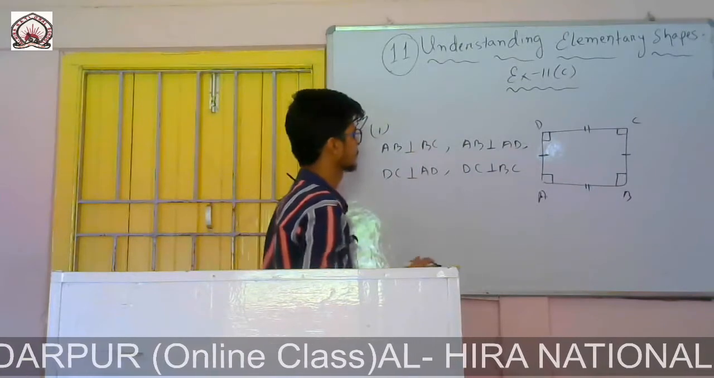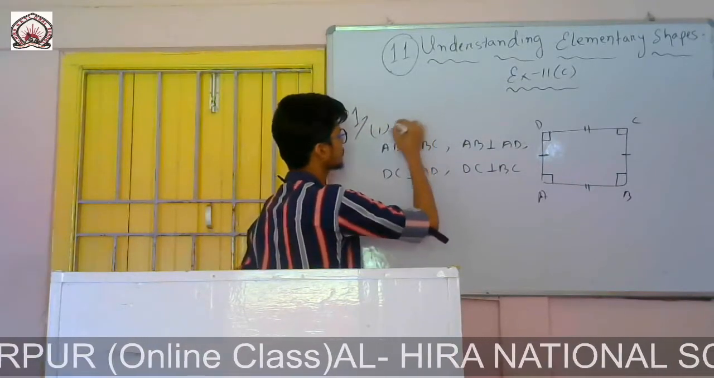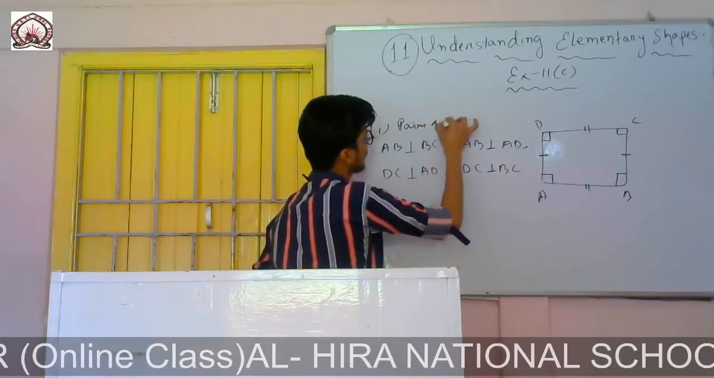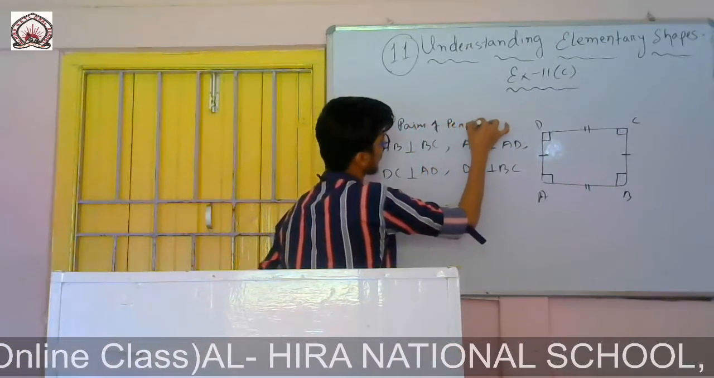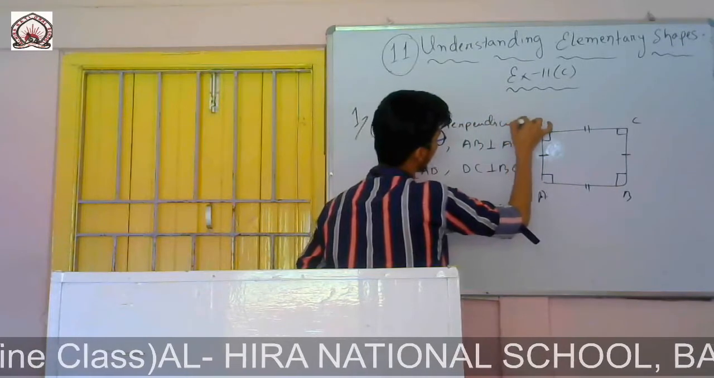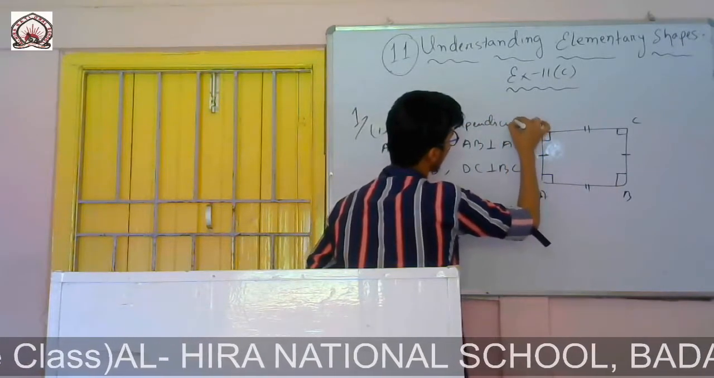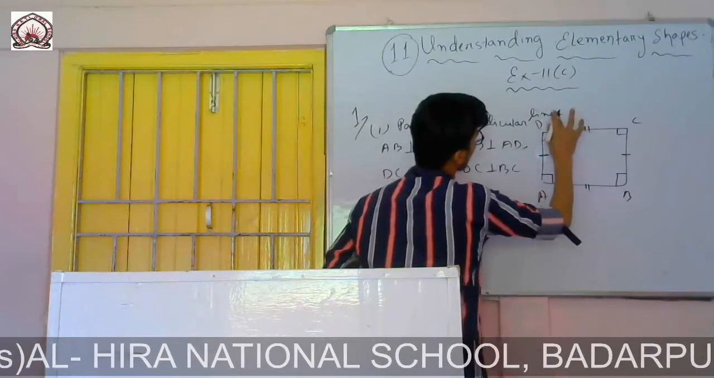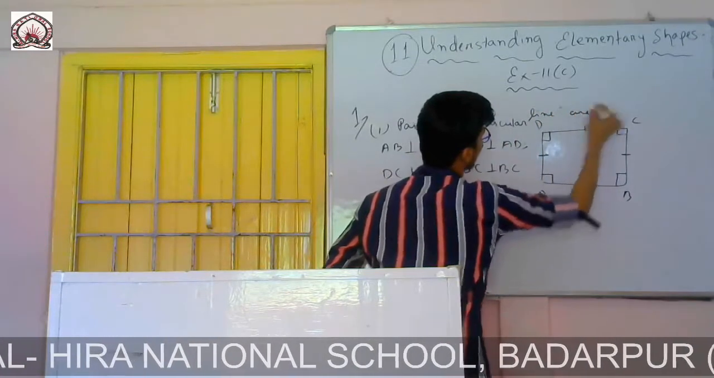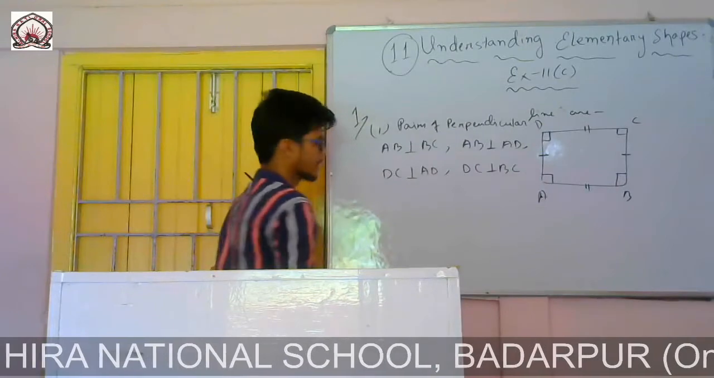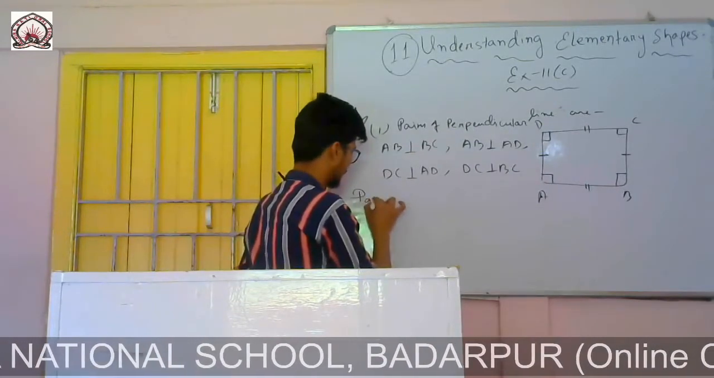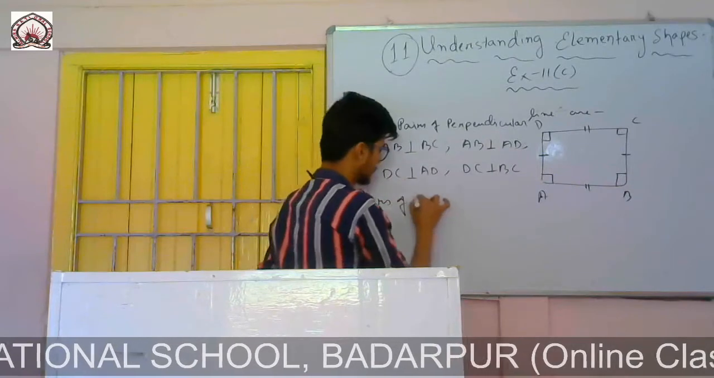So you write here pairs of perpendicular lines. Pairs of perpendicular lines are, then you write this one. Okay, so next comes pairs of parallel lines.